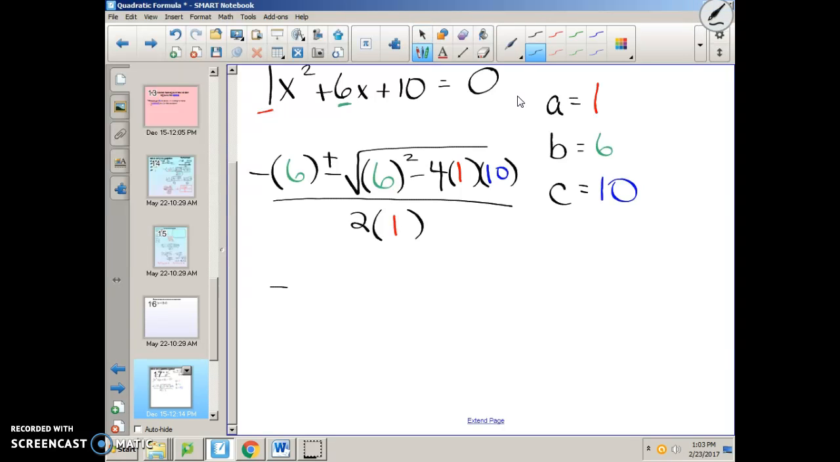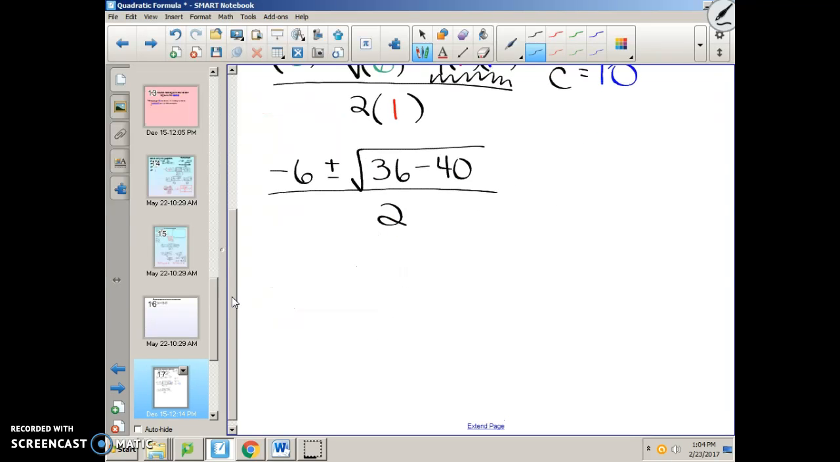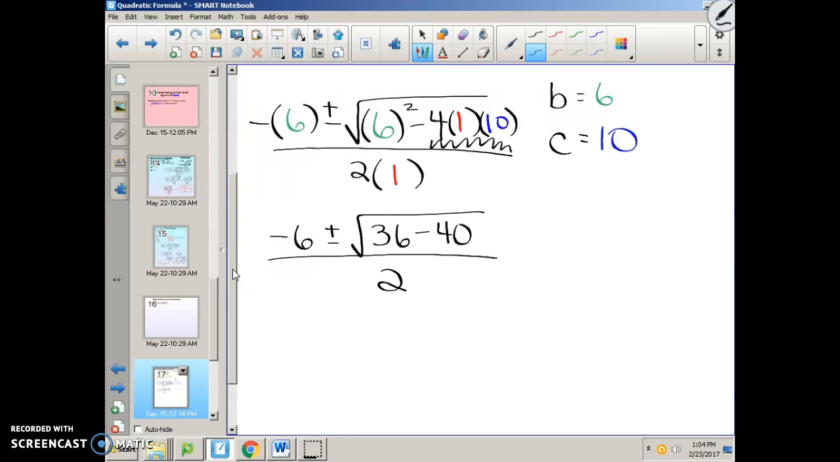So this becomes negative 6 plus or minus 6 squared means 6 times 6. That's 36. Okay, put all this together. 4 times 1 is 4. 4 times 10 is 40. So this is minus 40 all over 2. Put that back up for you.